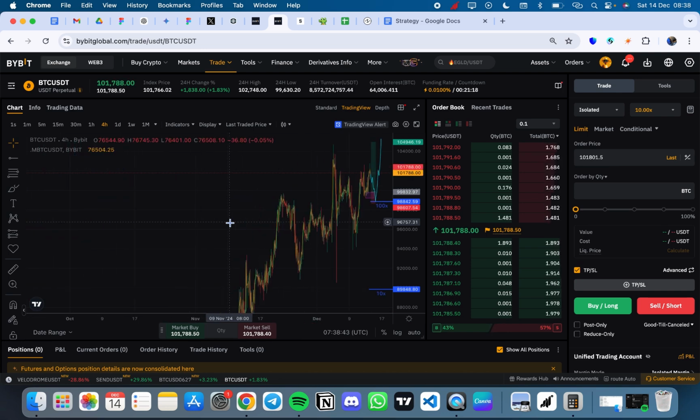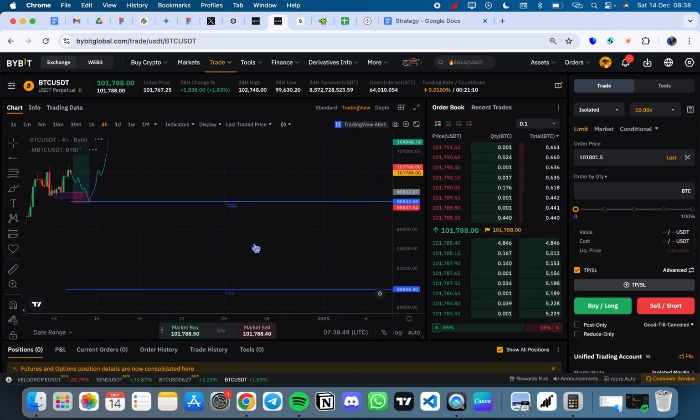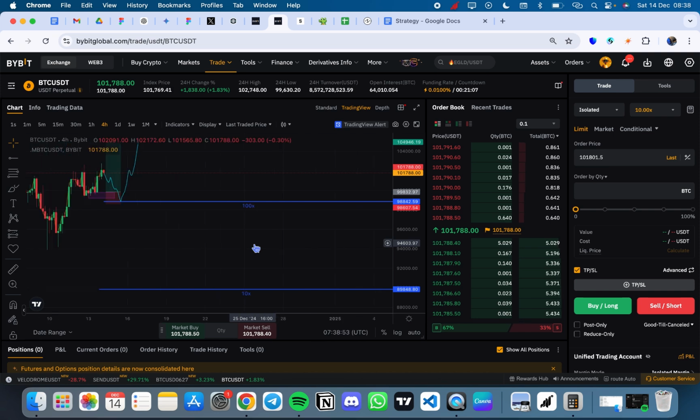So this already tells you that using a 100x leverage is not good if you want to be a swing trader, right? No matter the account size you have, you can never use a 100x leverage as a swing trader. It doesn't make sense because you can't swing trade.